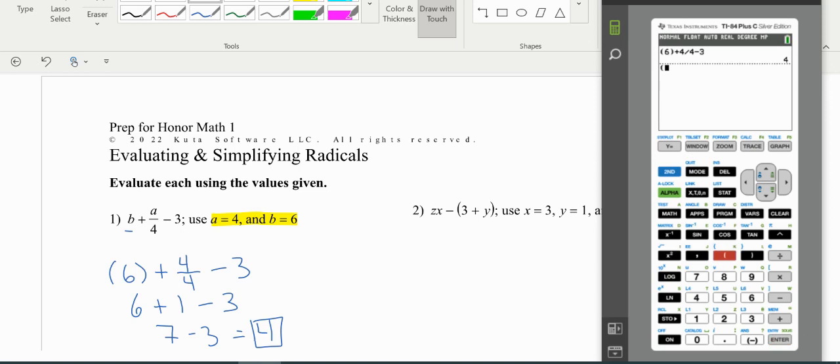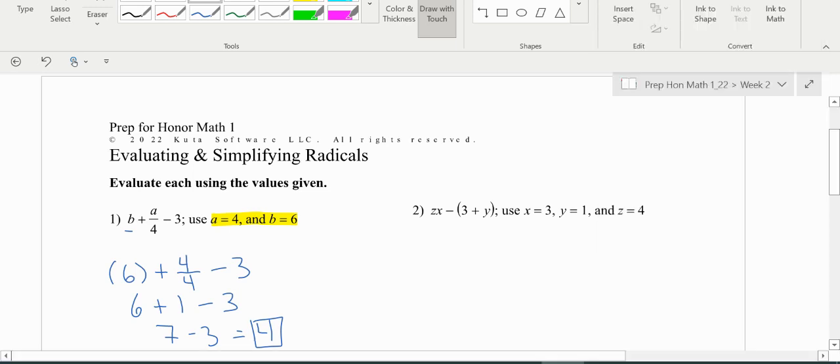Or another feature, if you didn't know, for this calculator, if you do alpha y equals, you can get a fraction, and I can actually type that in and get that same answer, right? So for this problem, I'm showing it by hand, but you can also utilize your graphing calculator.